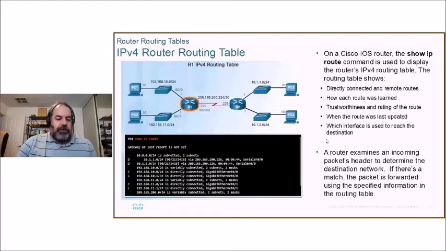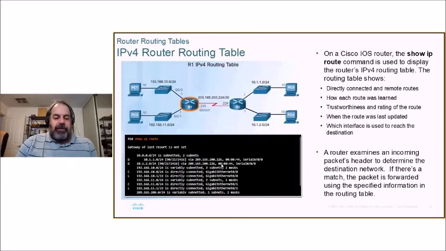Now, when it comes to networks learnt from EIGRP, it actually has a lot of extra information. Routing protocols do that. So we have what's called the administrative distance or trustworthiness. The lower the number, the better. And then after the slash is the metric. That's a measure of how far away it is via that route, and the smaller the metric, the better the route. So the one with the smallest metric would be the one that's in the routing table.